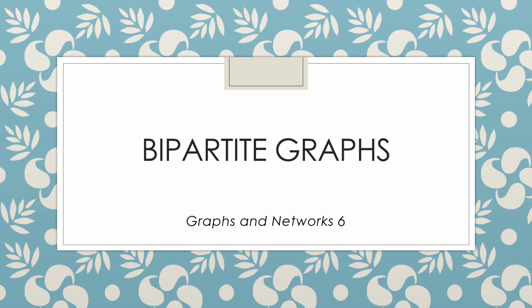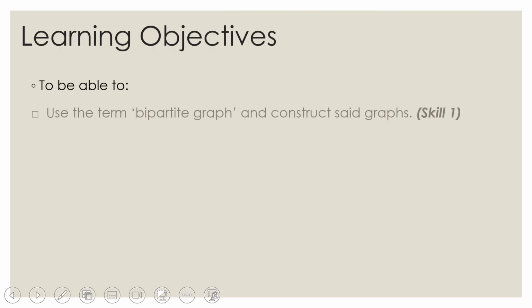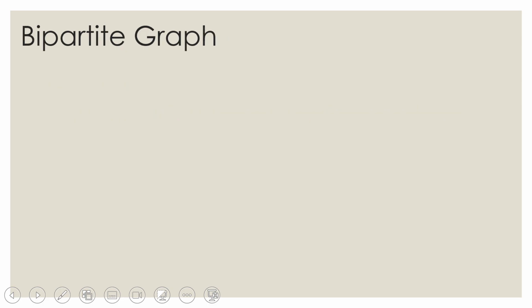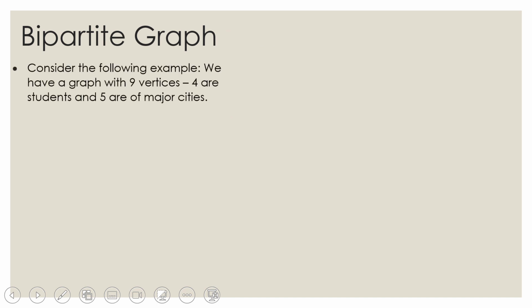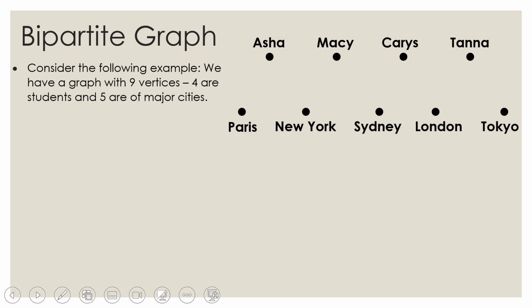Alright, we're going to be looking at bipartite graphs, lesson 6 for this video. What we want to be able to do is understand what bipartite means in terms of a definition, and construct the graphs associated with this as well. Here we go. If we have these vertices like so, we have the people across the top and we have the places across the bottom.